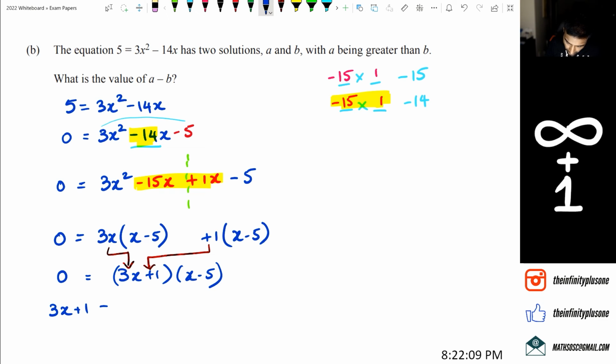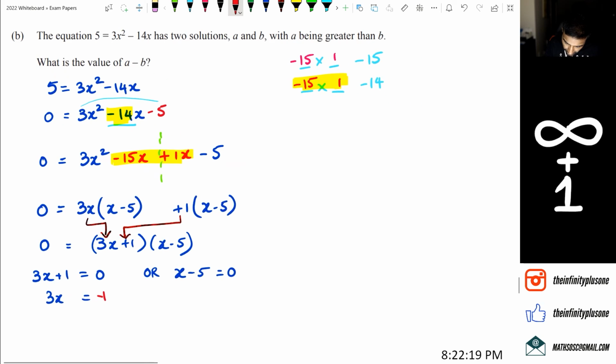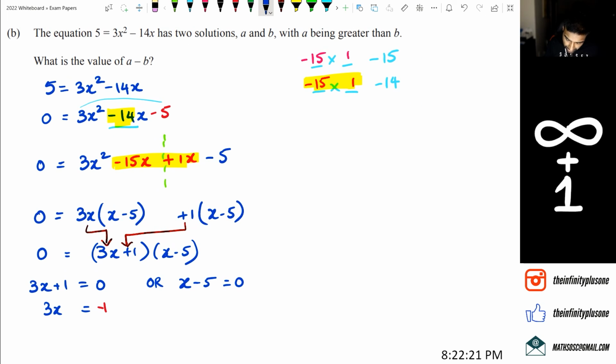So with that in mind, I've got my two solutions now. 3x plus 1 is equal to 0, or x minus 5 is equal to 0. In this case I've got 3x is equal to minus 1, so x is equal to minus 1 over 3. That's my first solution. My second solution, taking the negative 5 to the other side, is positive 5. So I've got two solutions here, 5 and negative a third.